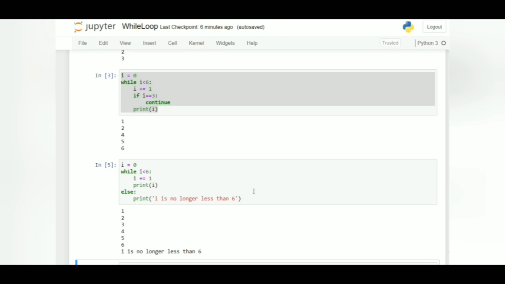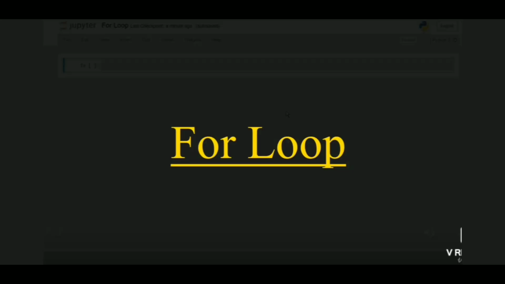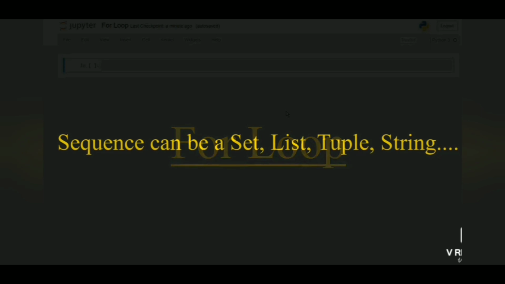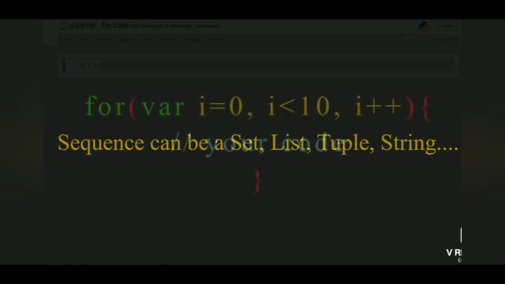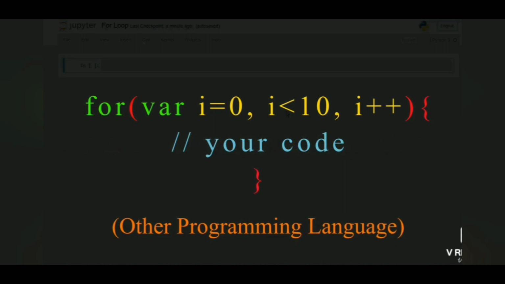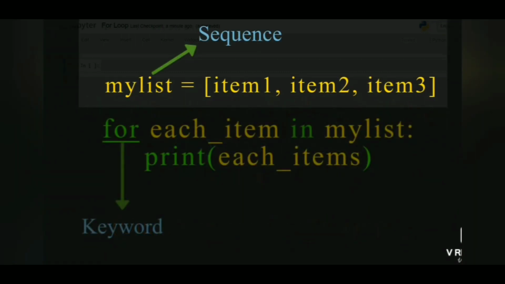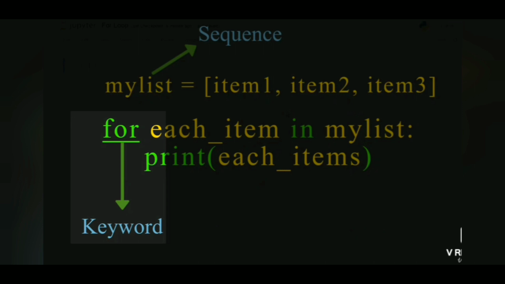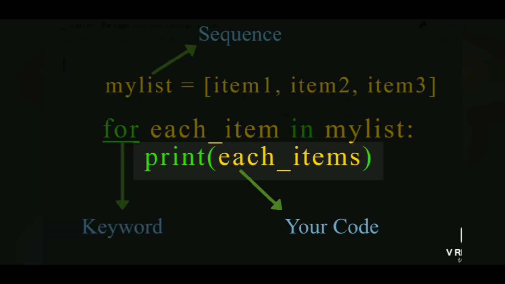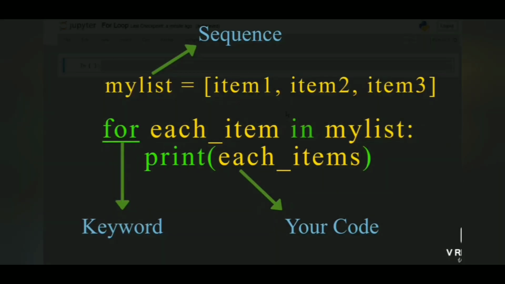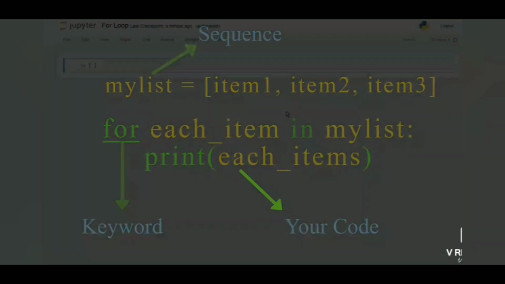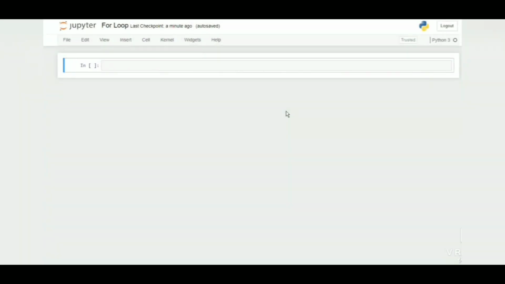Then we will discuss the for loop. A for loop is used for iterating over a sequence. That sequence can be a set, list, tuple or string. In other programming languages, the for keyword is used differently, so if you are jumping from another programming language to Python, it is very different from the use of the for loop. We can execute a set of statements once for each item in the sequence, which can be a list or tuple.